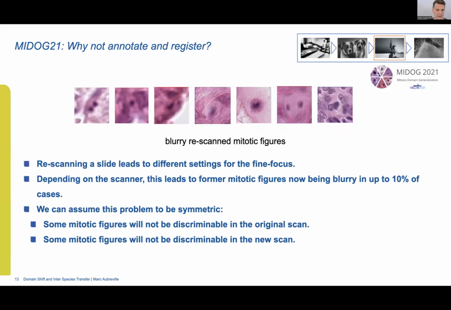And that means that depending on the scanner and so on, you could have up to 10% of the mitotic figures now being totally blurry, like shown up here, so indistinguishably blurry. And we have to assume that this problem is actually even symmetric. So meaning that in our original data set, we also have 10% missing that would then suddenly show up if we scan it again, right? So this is a big problem, and this is why we didn't really do that.